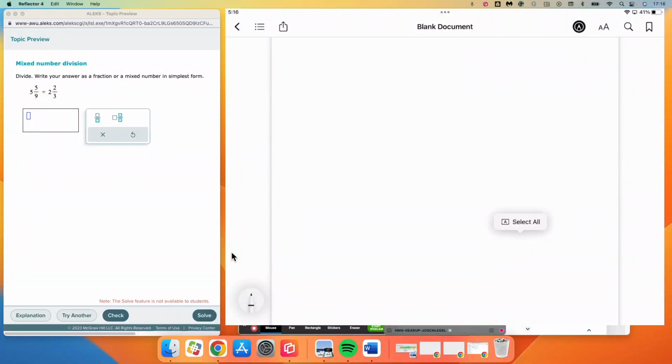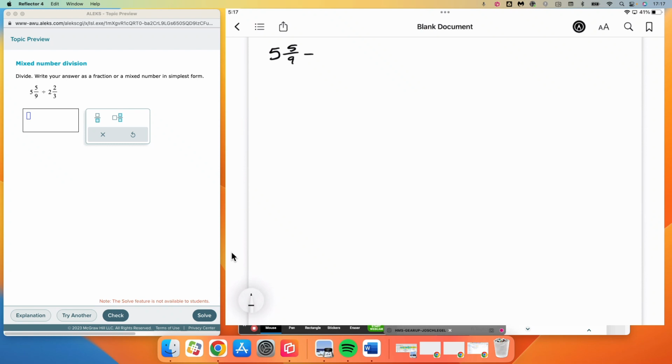So mixed number division is going to be handled exactly the way that we have handled mixed number multiplication and fraction division combined. The first thing is to recognize that we cannot multiply or divide these things as they are written. We need to convert them to improper fractions. So 2 2/3 is my other one.